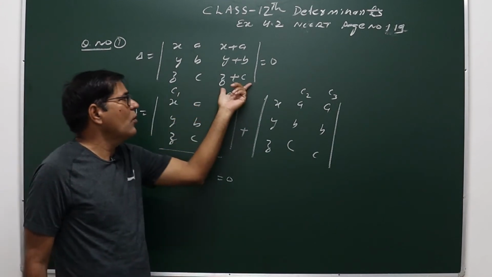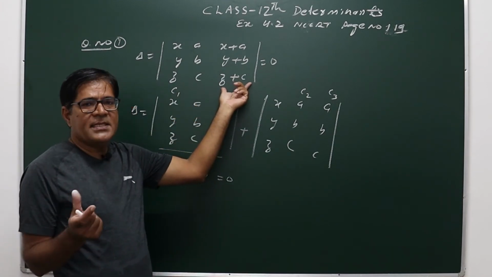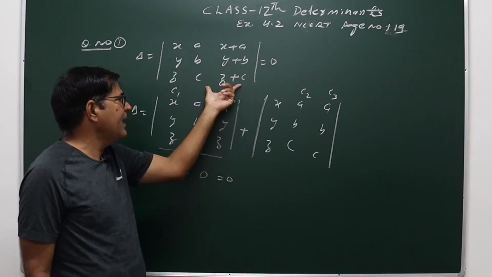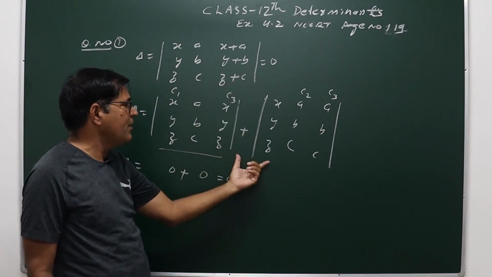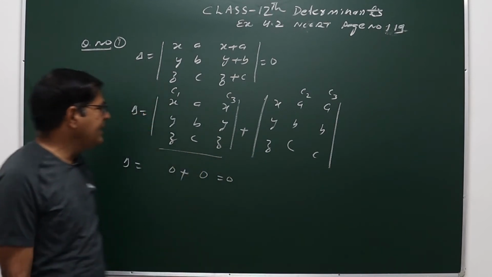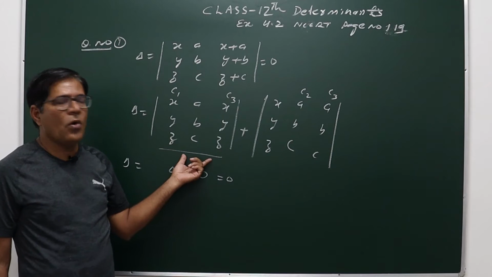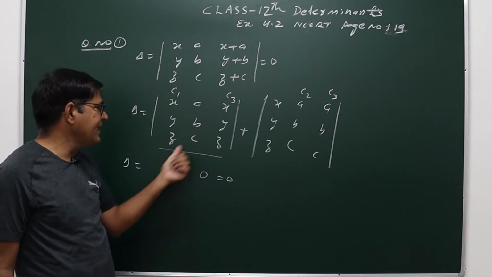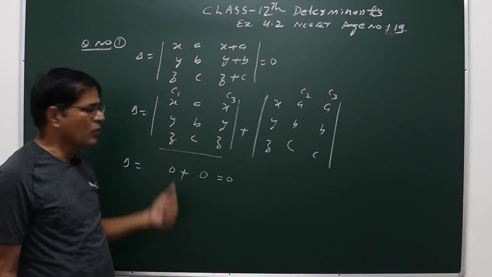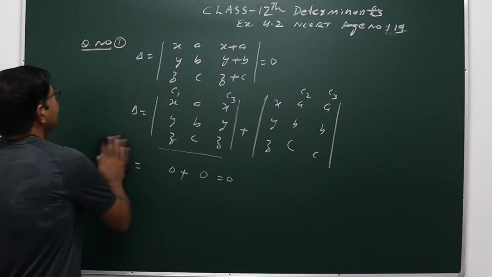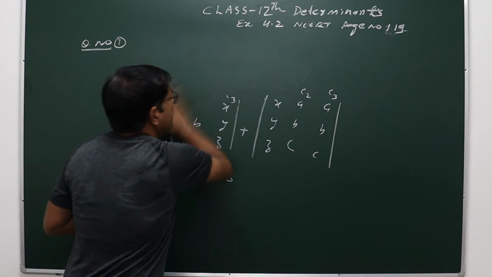So this is question number first, in which we used two properties. First, if any row or column is expressed as the sum of two elements, then such a determinant can be expressed as the sum of two determinants. And in any given determinant, if any two rows or columns are identical, then such a determinant will be equal to 0. Now question number second.